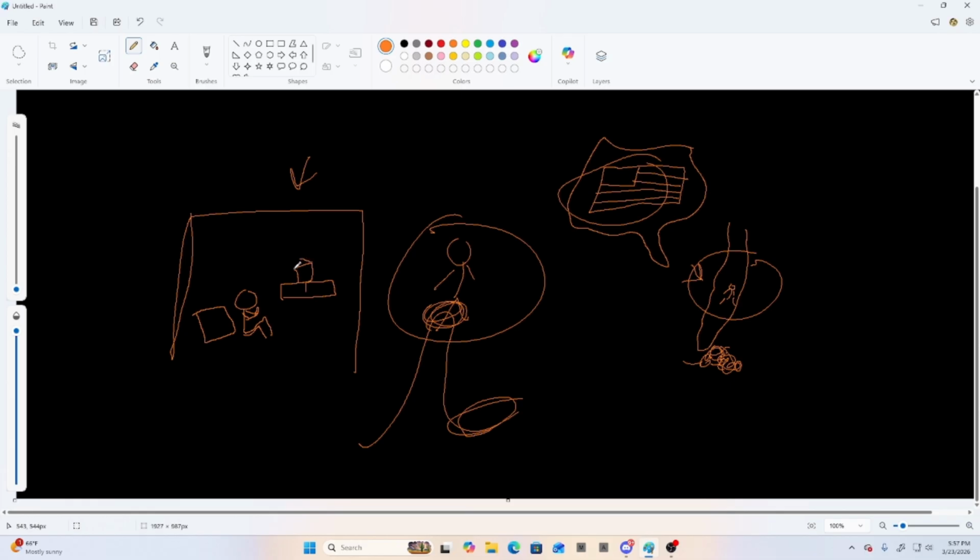Let's see, old-fashioned computer. I'm not drawing it with a pen.